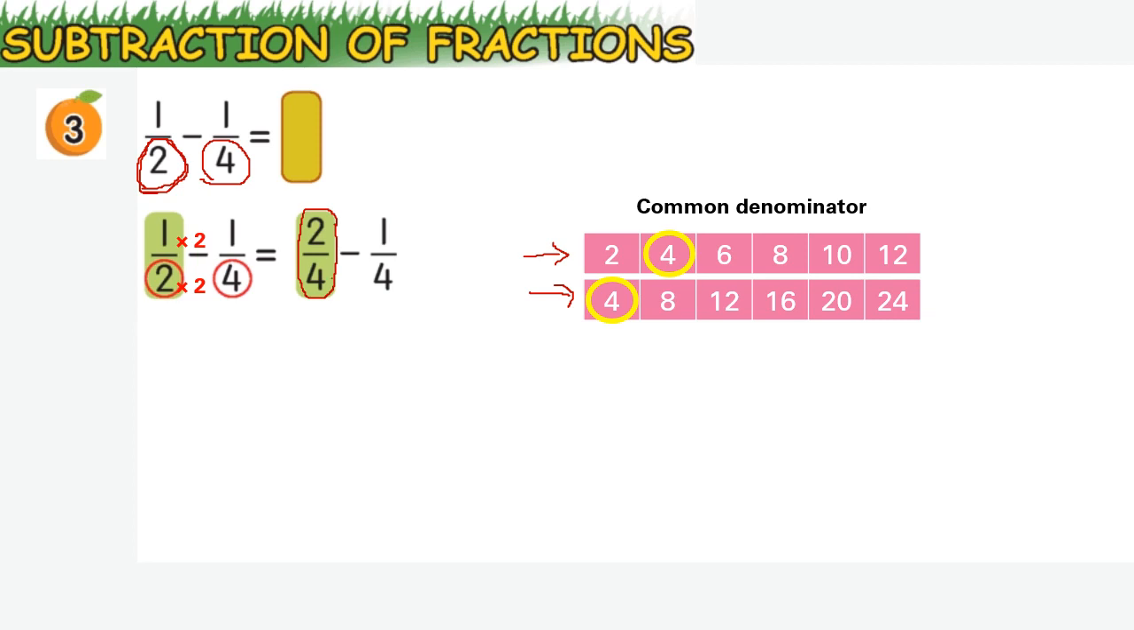Now we can see that the denominator is already the same. If the denominator is already the same, again we just continue to subtract the numerators. So 2 minus 1 is 1, and the denominator will remain unchanged. So the answer is 1 over 4.